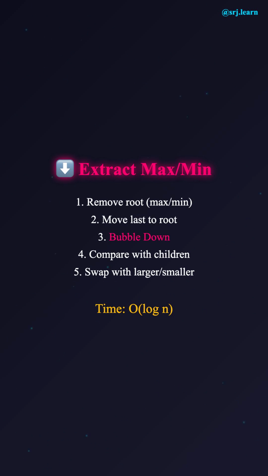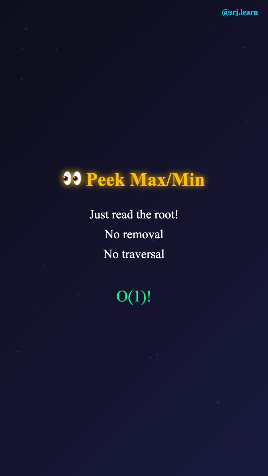Third, peeking at the maximum or minimum. This is the easiest operation. You just read the root value without removing it. This takes constant time, O of 1. No traversal needed. Now let's see how to implement this in Python.